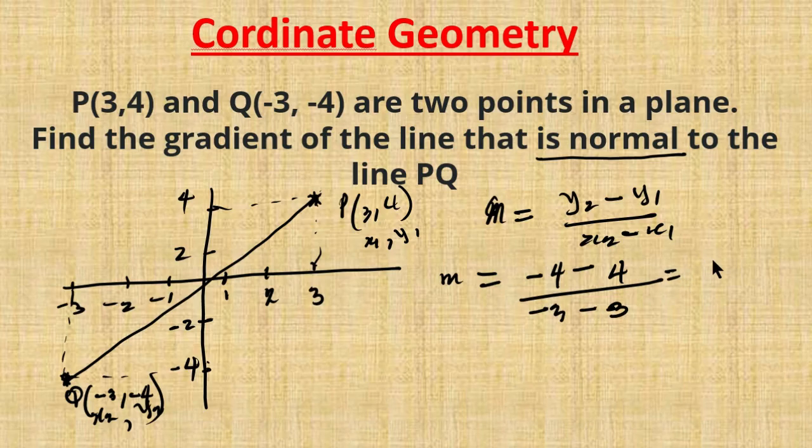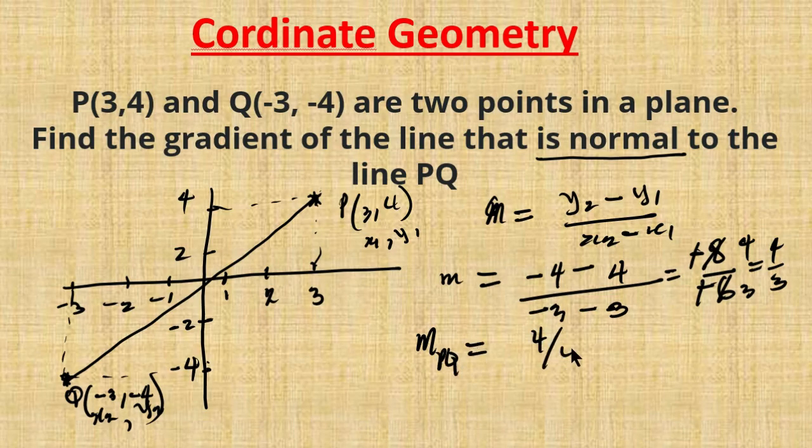That equals minus 4 minus 4, that's minus 8, over minus 6. Minus cancels minus, and 2 into 8 is 4, and 2 into 6 is 3. So this equals 4 over 3. That's for this line PQ. So my gradient for line PQ is 4 over 3.